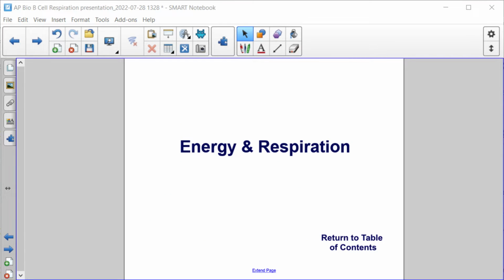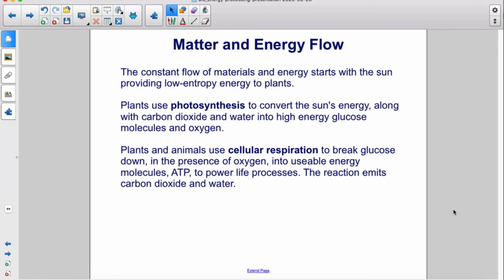In this first section, we're going to be discussing energy and respiration. The constant flow of materials and energy starts with the sun providing low entropy energy to plants. Plants use photosynthesis to convert the sun's energy, along with carbon dioxide and water, into high-energy glucose molecules and oxygen. Plants and animals use cellular respiration to break glucose down, in the presence of oxygen, into usable energy molecules, ATP, to power life processes. The reaction emits carbon dioxide and water.